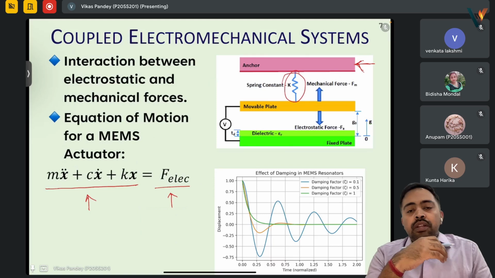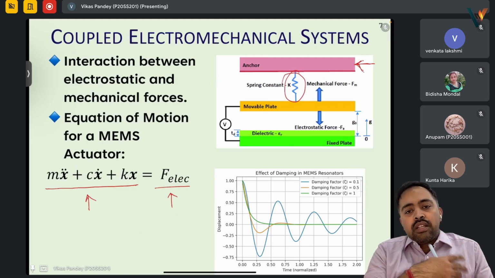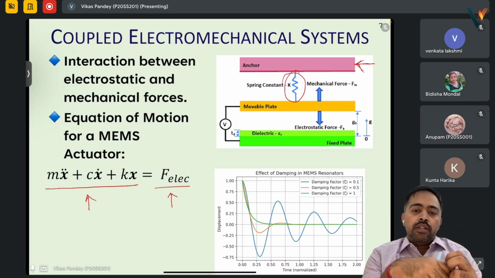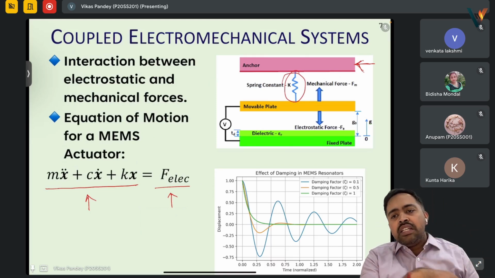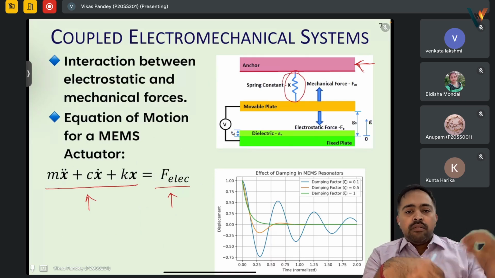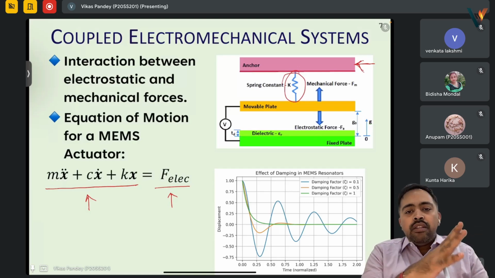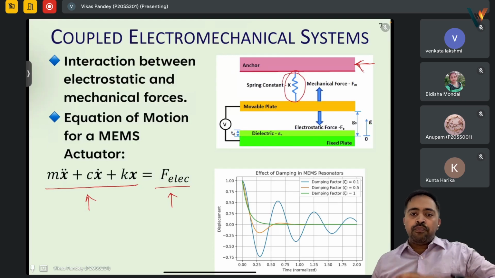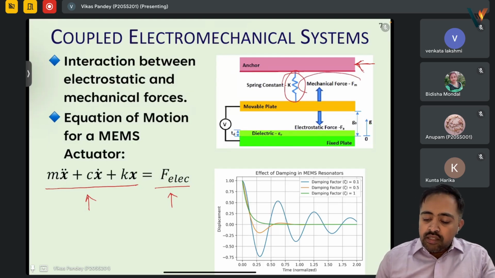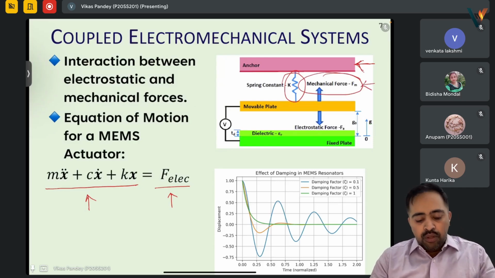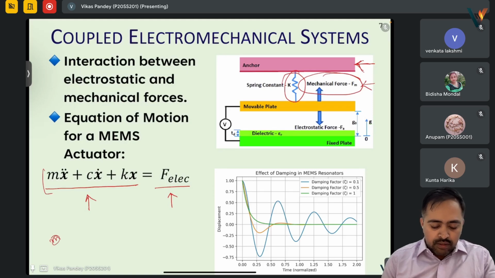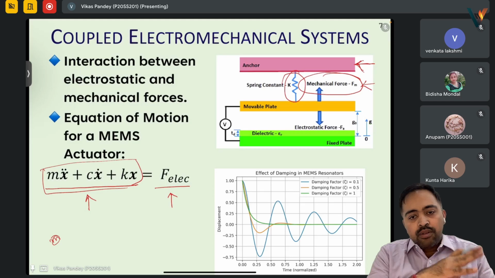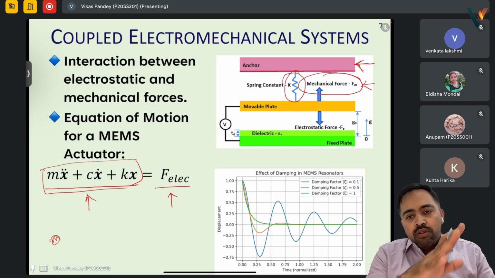So due to this, in a mechanical sense we can assume it has a spring constant, some force that is pulling it back, and we can represent it easily using a spring and mass system and find the spring constant K. Due to this spring constant K, it will try to retain its position, and as such there is a mechanical force Fm, which we can give as m x double derivative plus c x single derivative plus kx. These m, c, and k are constants.